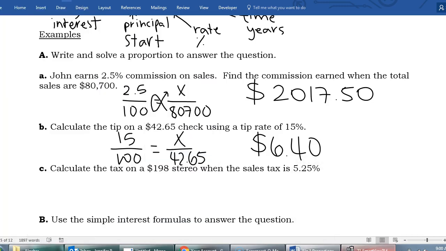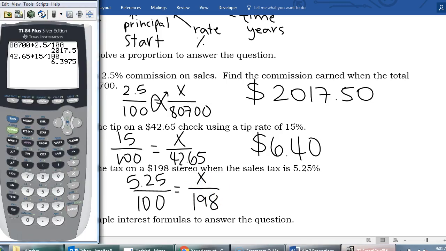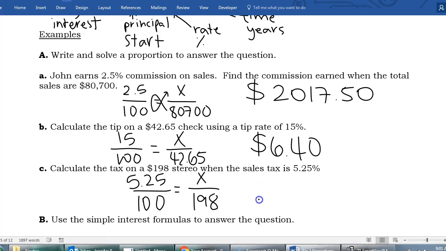Last one says, calculate the tax on a $198 stereo when the sales tax is 5.25%. Percent over 100. And we'll put the stereo price on the bottom and figure out the tax on the top. 198 times 5.25 divided by 100. That looks like $10.40 going to my government.